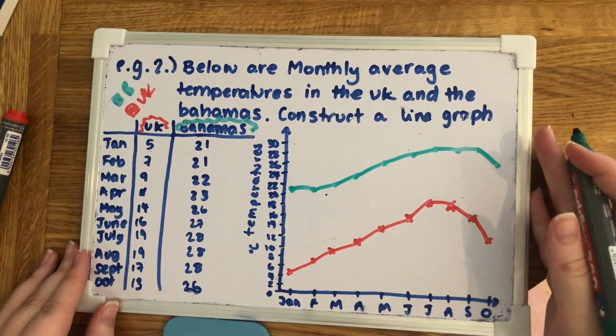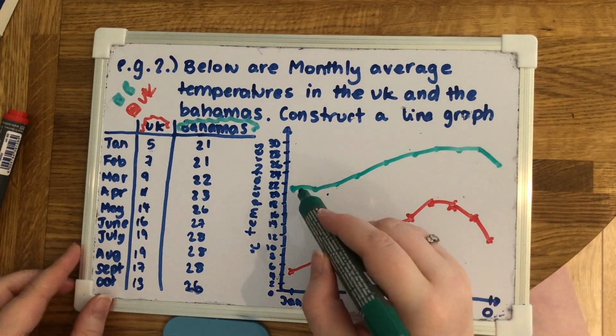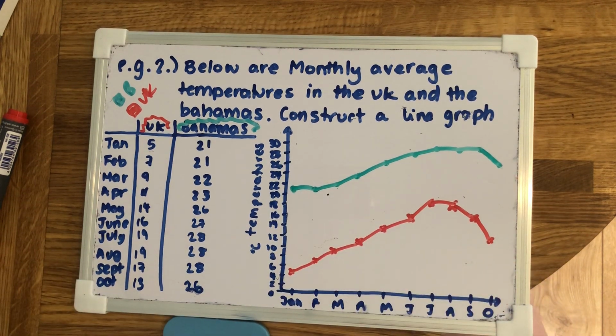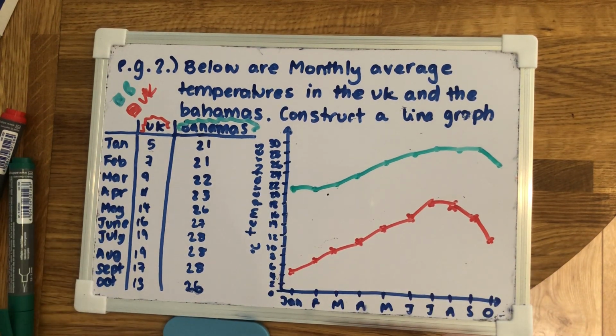There we go. Normally you do crosses, but just so I could see them a bit better, I did dots because this pen isn't very good. So that's all you need to do for your line graphs.